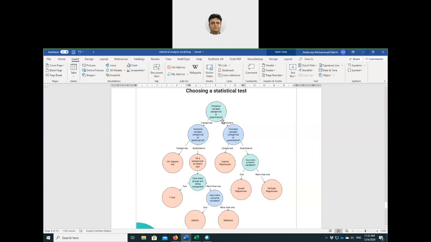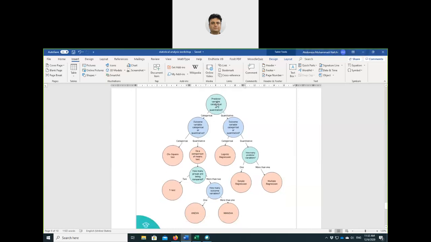This flow chart: predictor variable, or independent. Predictor is independent. Is the predictor variable categorical or quantitative? If it's categorical, we follow this one. If it's quantitative, we follow this one. So if the independent variable is categorical, the outcome variable is dependent.